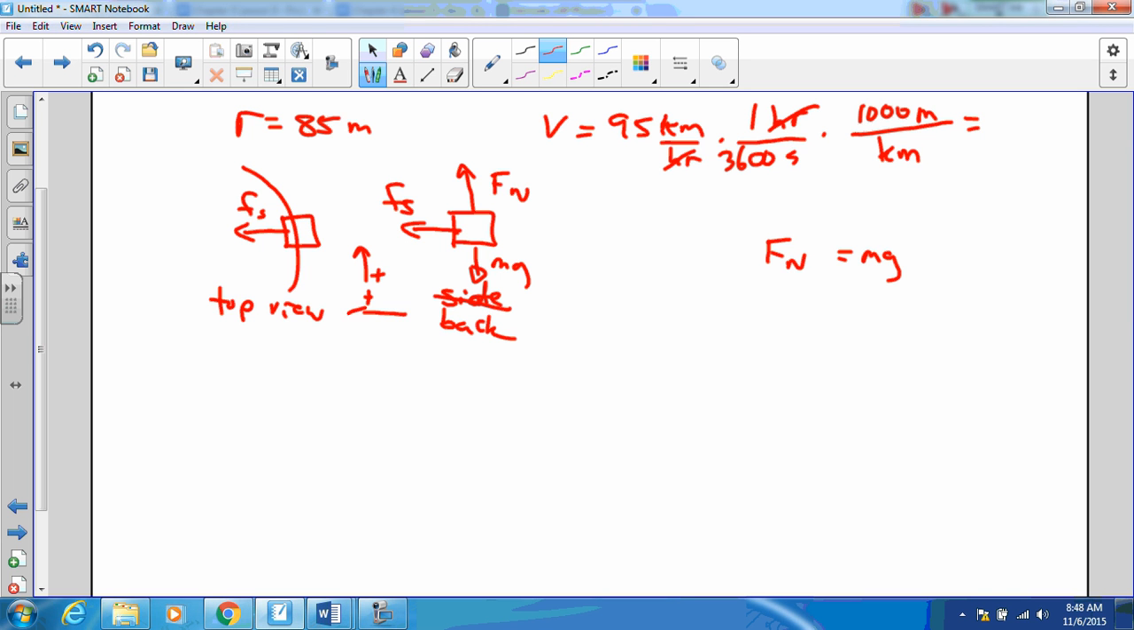Good. Let's take positive to be in towards the center of the circle. The sum of the forces in the y direction is Fn minus mg. Good. And the other forces. Okay. All right, so we have Fn equals mg. Carry on. What about in the x direction? It's only the frictional force. There's only the frictional force.